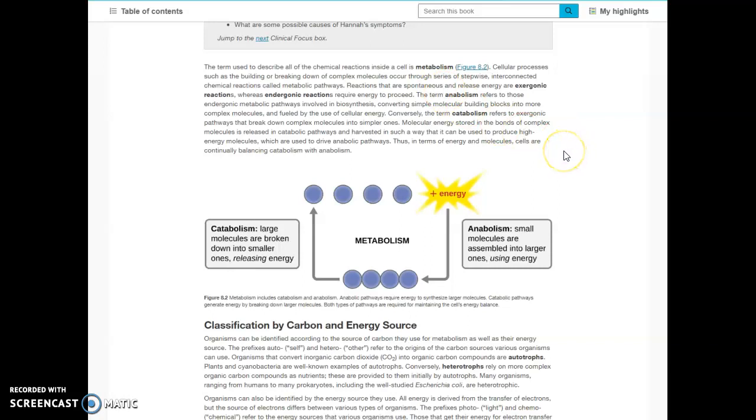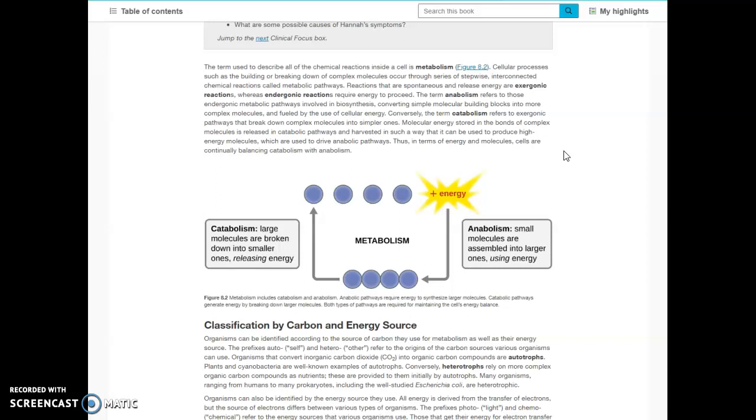And there are two major types of reactions that are going to take place in metabolism. And we have anabolism, which are endergonic, meaning they require energy to proceed. And anabolic reactions are going to convert smaller building blocks into more complex molecules. So anabolic reactions are building reactions. They're going to take something small and use those to build something large, like taking amino acids to build proteins.